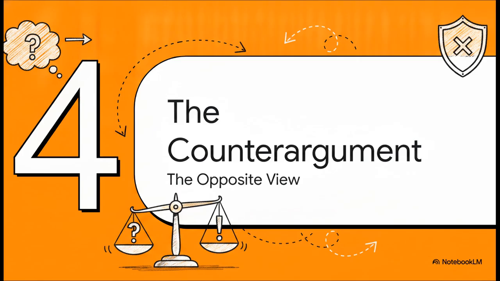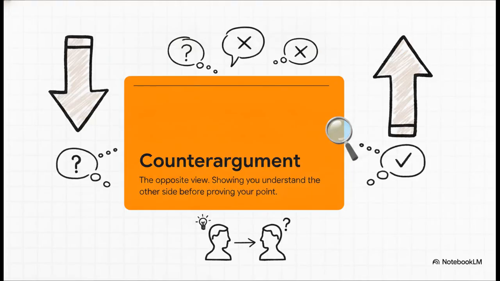All right, part 4, the counterargument. Now, this part is really cool because it makes you sound incredibly persuasive. A counterargument is simply the opposite point of view. It just means taking a quick look at what the other side thinks. By showing the reader you understand the opposite side and then explaining exactly why they're wrong, your own voice becomes so much stronger. It shows you've thought about the whole picture.